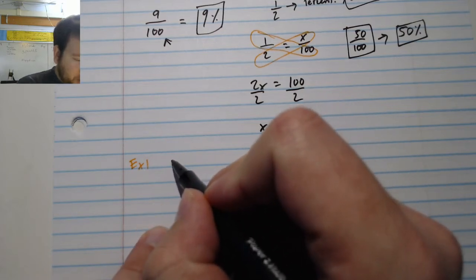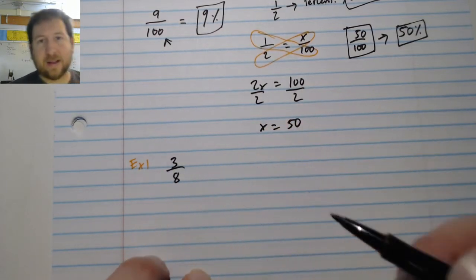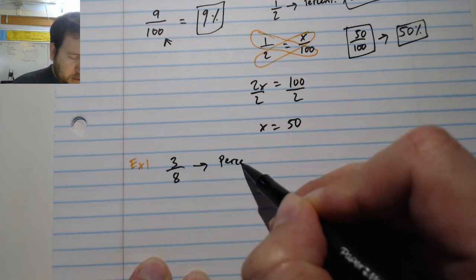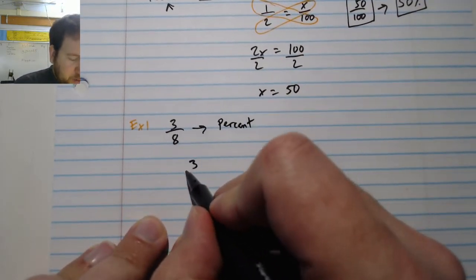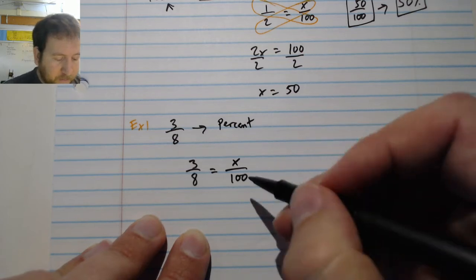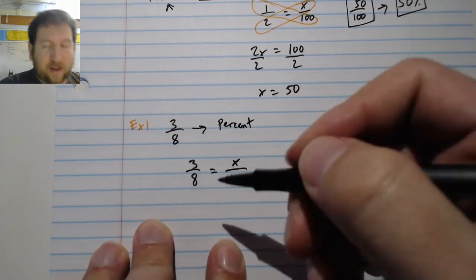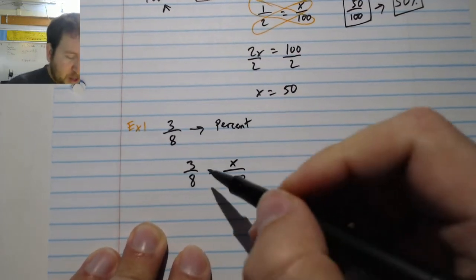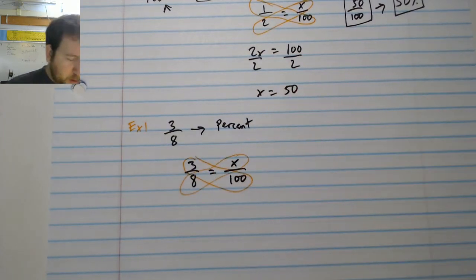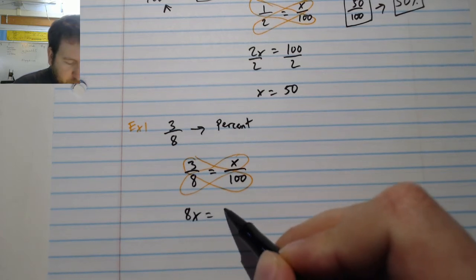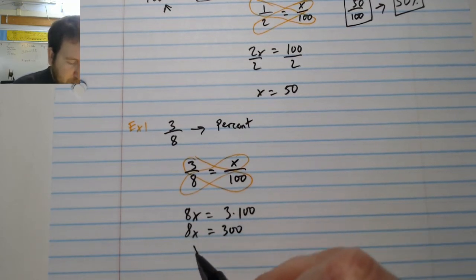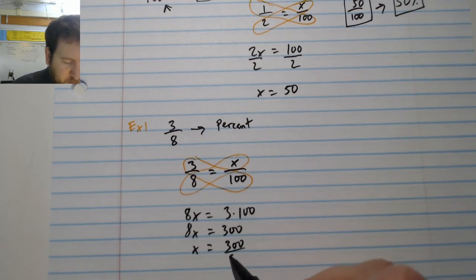Okay, we're going to write 3/8 as a percent. Alright, let's set up our proportion. I've got 3/8 equals x over 100, because I still want to know the same thing I did before: what would 3/8 equal if 100 was its denominator? Let's cross multiply. I have 8x equals 3 times 100, so I can write that as 8x equals 300. x equals 300 over 8.